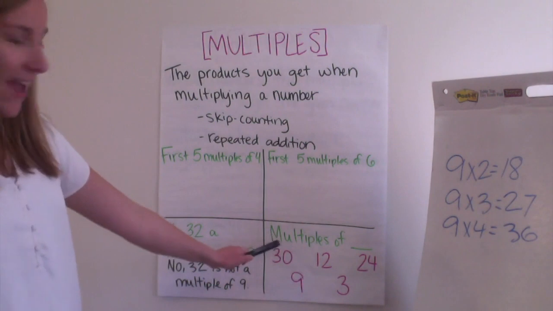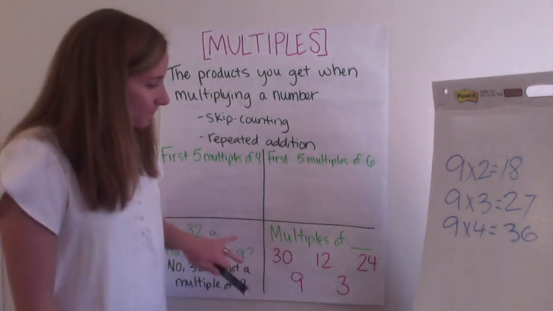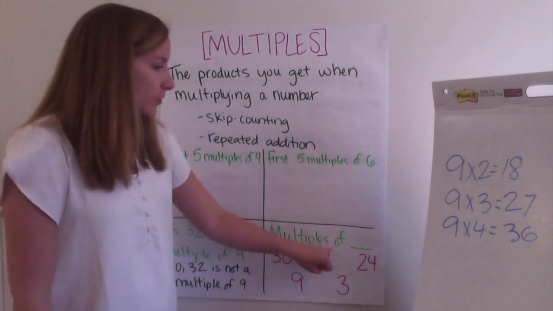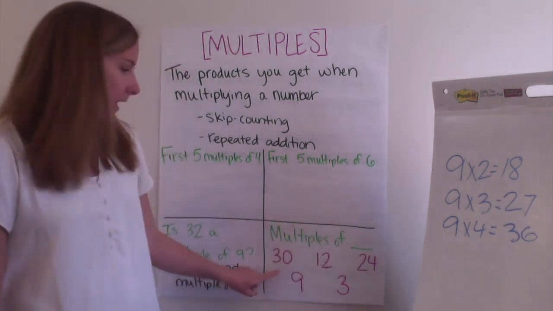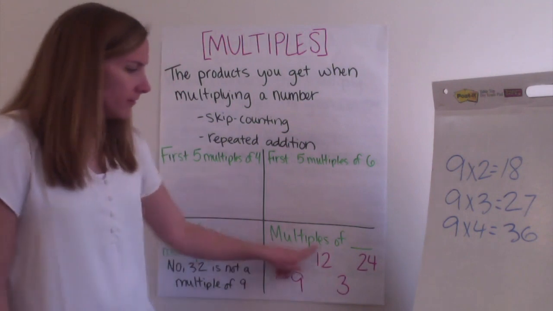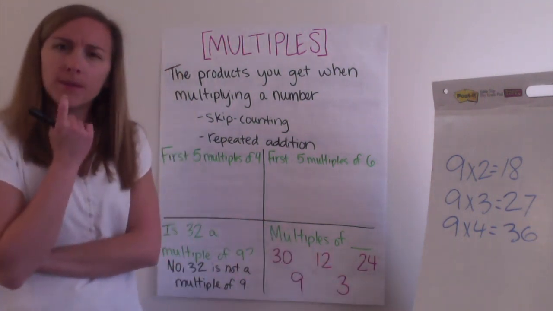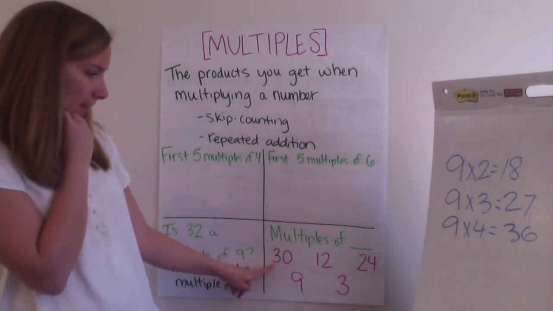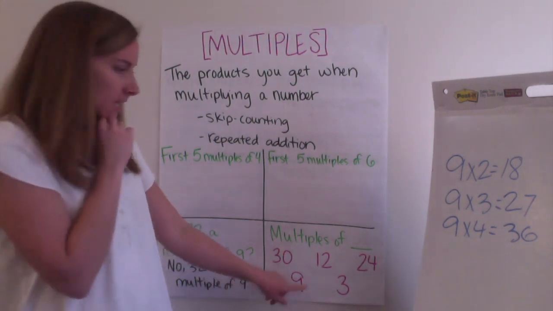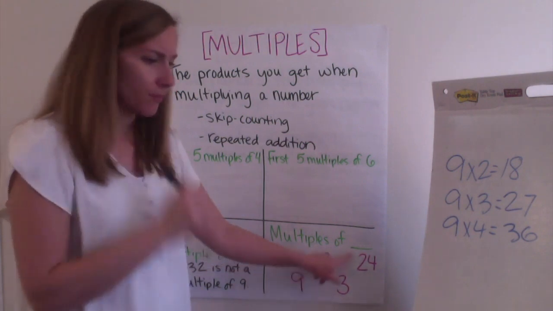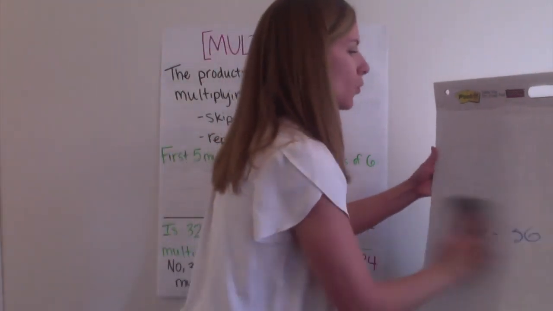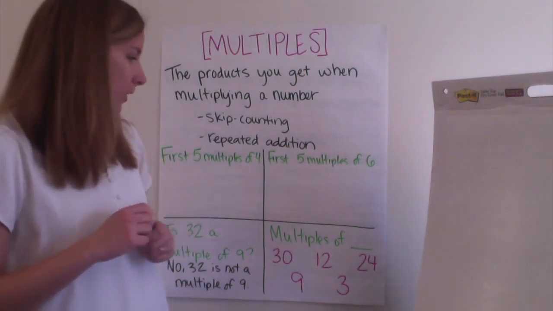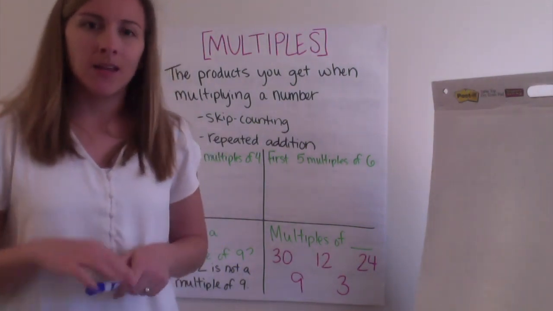All right, last thing on multiples really quickly. I'm wondering if you can figure this out. It's a little bit of a puzzle. This says multiples of blank. I'm wondering what all of these numbers could be a multiple of. We have 30, 9, 12, 3, and 24. 30, 12, 24, 9, and 3.